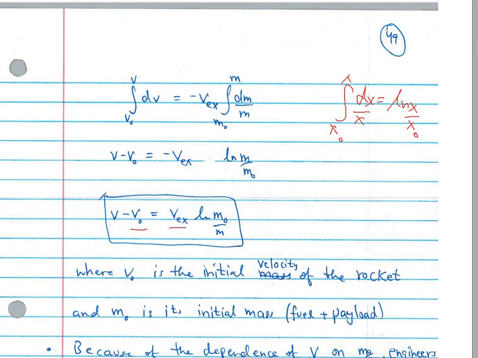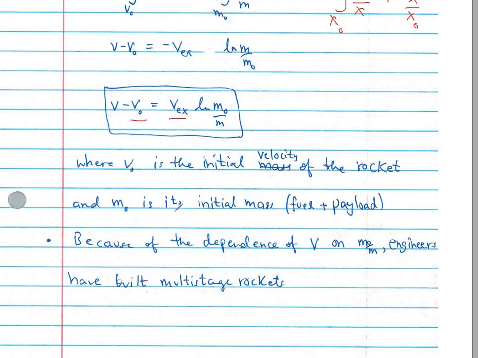These two are constants. Now this initial mass is the mass of the fuel plus payload. And as you might know, rockets usually are multi-stage rockets. They release a payload at different stages, and it's because of this dependence on the ratio of initial mass divided by final mass that engineers have built multi-stage rockets.